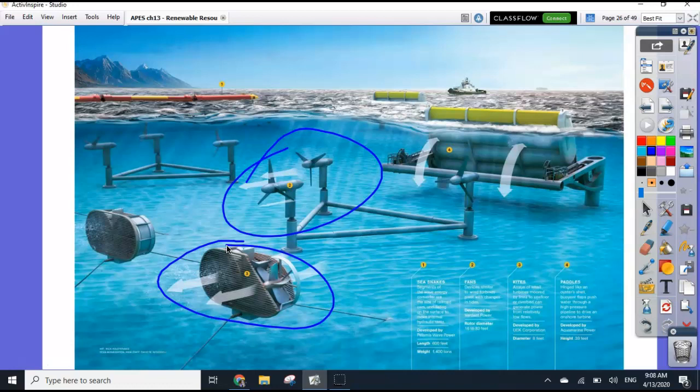And then there's also another one. These are called paddles. And what happens is this flap here goes up and down with the tides, and it generates electricity that way. So basically we need moving stuff in order to generate electricity. And a lot of times the stuff that's moving is going to be going in a circle.